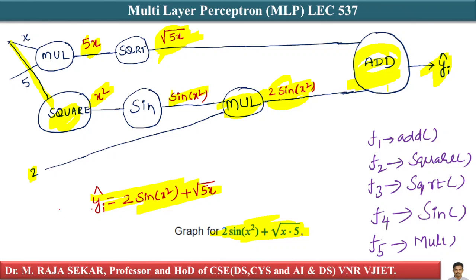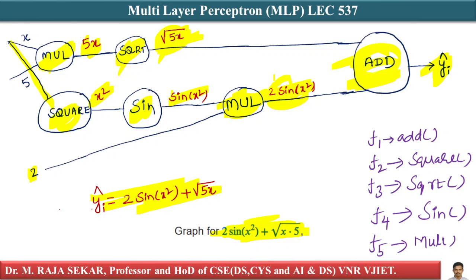So we have seen a multi-layer perceptron. I have inputs here and I am passing these inputs through a sequence of functions, isn't it? Here I have functions like sine, multiplication, square root, etcetera. What is my function? F of x equal to 2 sine x square plus square root of 5x, isn't it?